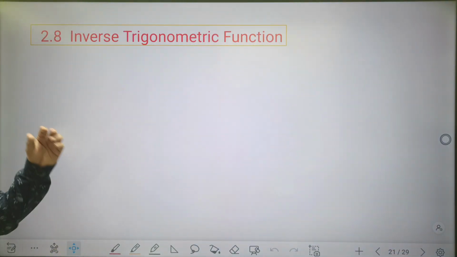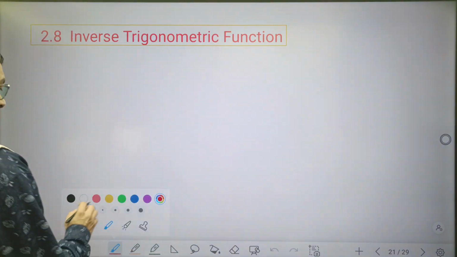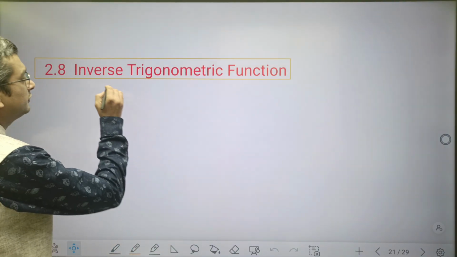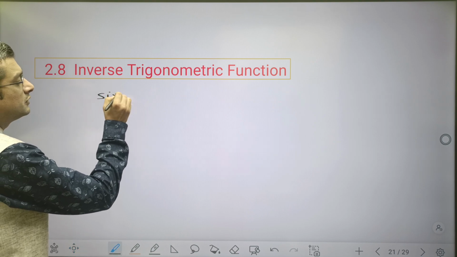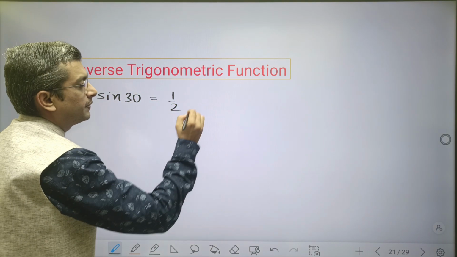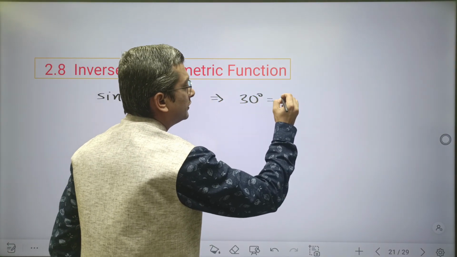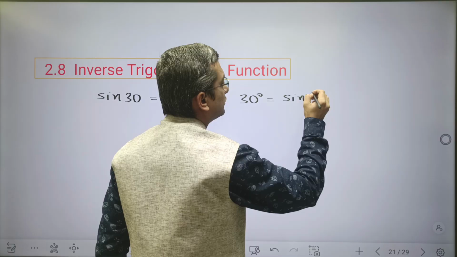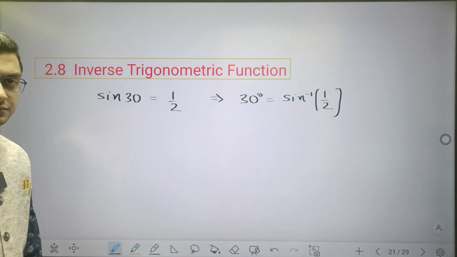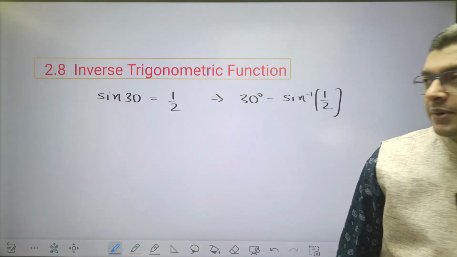Next, inverse trigonometric functions. So let us first understand what an inverse trigonometric function is. First of all, if I write sine 30 is equal to 1 by 2, then this 30 degrees can be written as sine inverse 1 by 2. This 30 can be written as sine inverse 1 by 2.